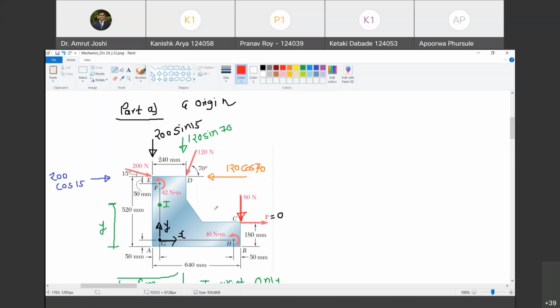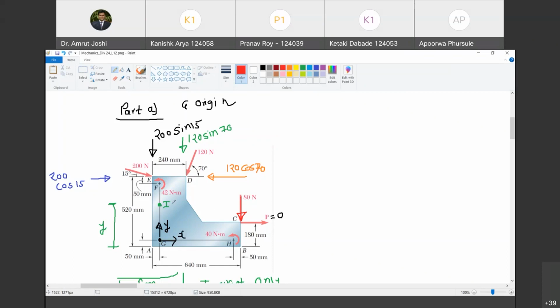If you remember, we have discussed that the couple moment can be transposed anywhere in its plane. So even if the couple moment is acting at F, its effect at I is same. So I can even consider this 42 Newton meter acting at I. Similarly, this 40 Newton meter couple moment can be transposed anywhere in its plane, so I can consider it to be acting at I itself. Are you with me? Yes, sir.